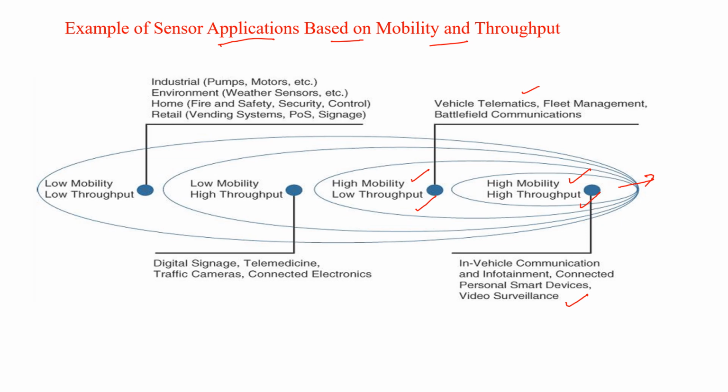Low mobility and high throughput: digital signage, telemedicine, traffic cameras, connected electronics are some of the examples. Whereas the last, where you have both mobility as well as throughput low, you will have examples such as industrial applications, environmental applications, home applications and retail applications. Okay, so moving on to the next slide.